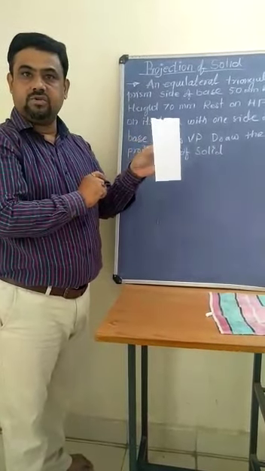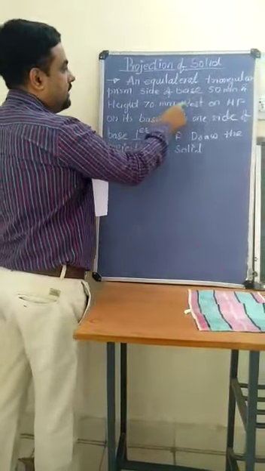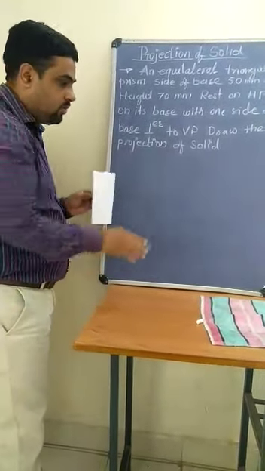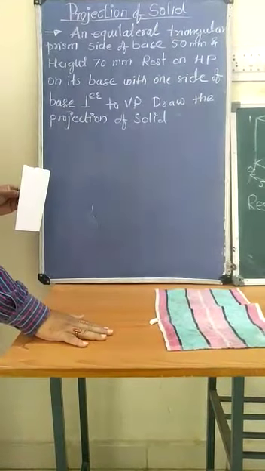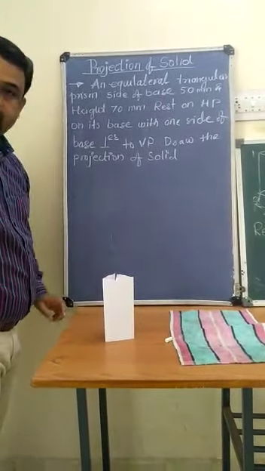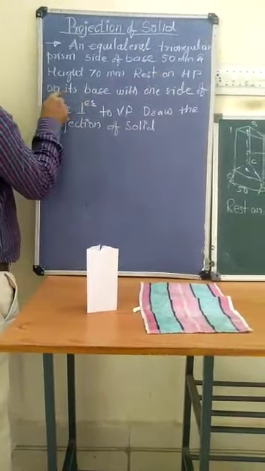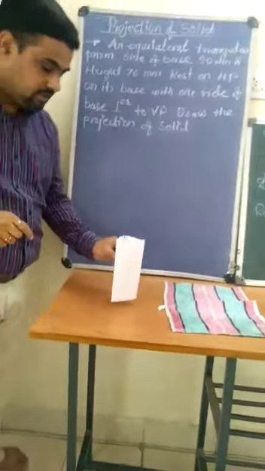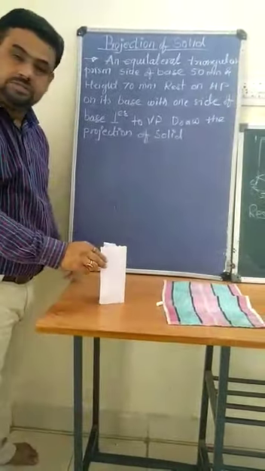Now you identified the solid, and you know the dimensions of the solid. Next, this solid rests on HP. You know this is VP, this is HP, first quadrant. Now this solid rests on HP on its base. That means the position is like that. So it rests on HP on its base.